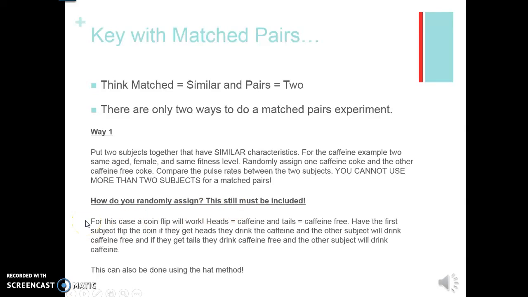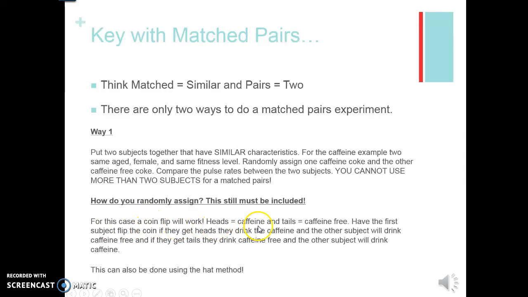All right, so in the last video, we quickly went over how to randomly assign. I just wanted to go over this a little bit more. This is the only case that you will use a coin flip. And why is this the only case you can use a coin flip? You only have two pairs, two males or two females that are the same age, they have the same fitness level. So when you flip the coin, you know one person's going to get one treatment and the other person's going to get the other treatment. So really this is the only time in matched pairs that you're going to use a coin flip.